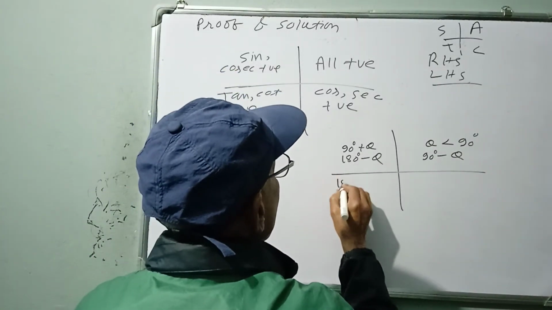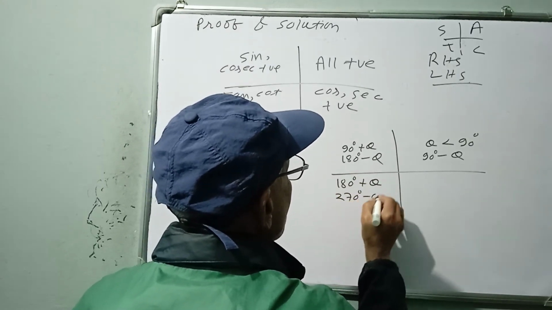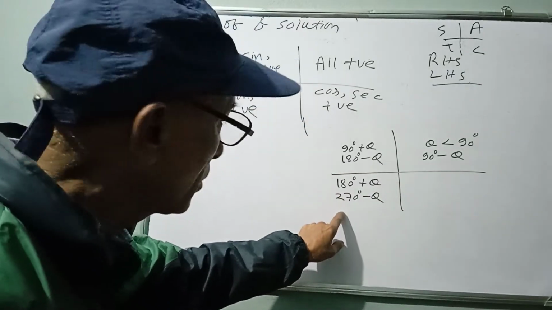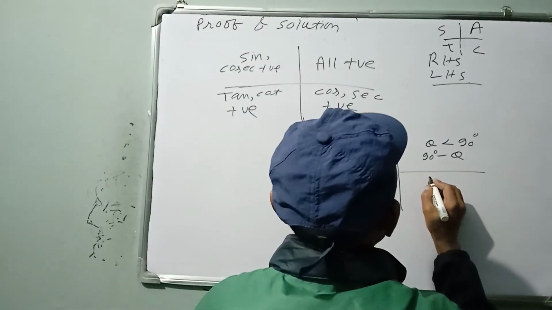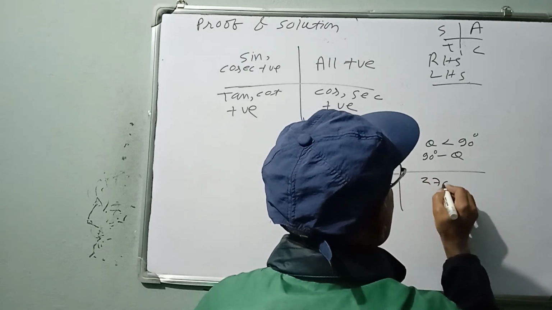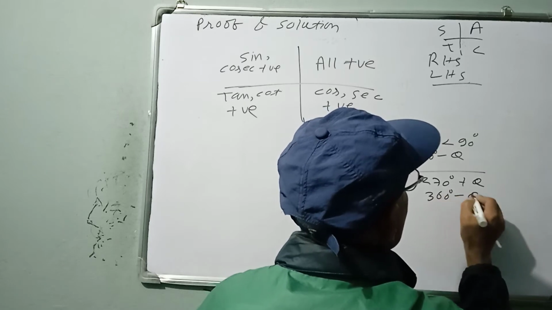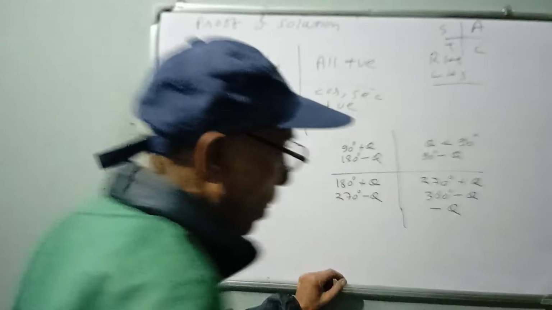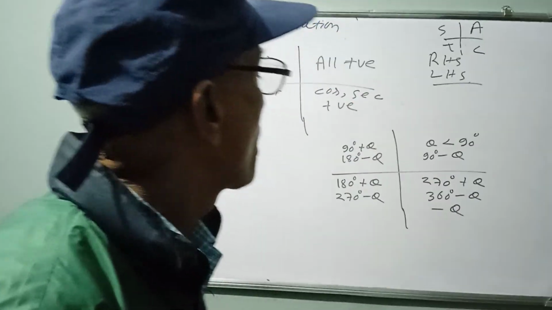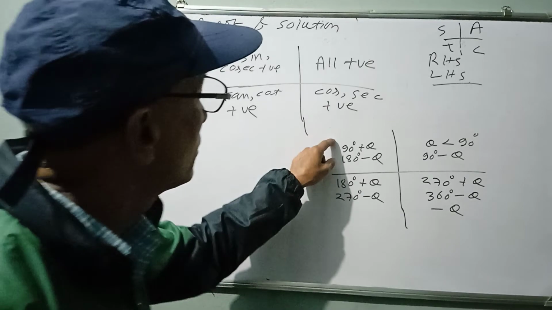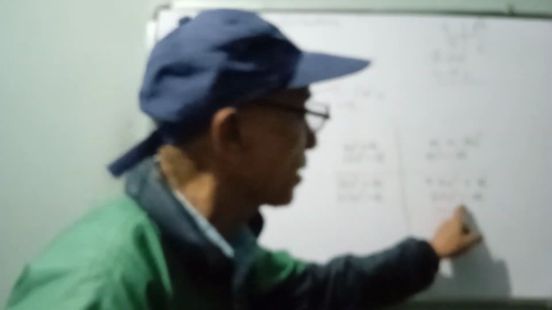Third quadrant, more than 180. 180 plus theta or 270 degree minus theta lie in the third quadrant where tan and cot are positive. Fourth quadrant, cos: 270 degree plus theta or 360 degree minus theta or just minus theta. These three angles lie in the fourth quadrant where cos and sec are positive. In this, the ratio changes at 90 and 270, while the ratio stays the same at 180 and 360.